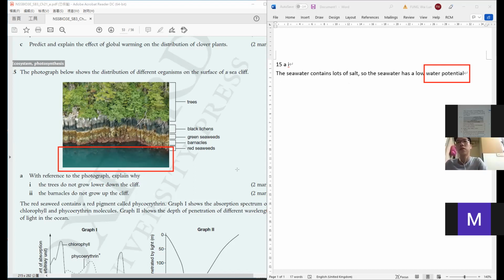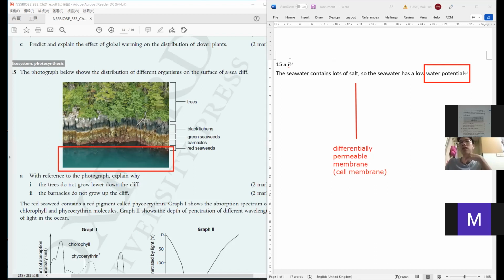Okay, so previously we learned about it. For example, when there's a differentially permeable membrane, for example, a cell membrane. I hope you still have some kind of concept like this.